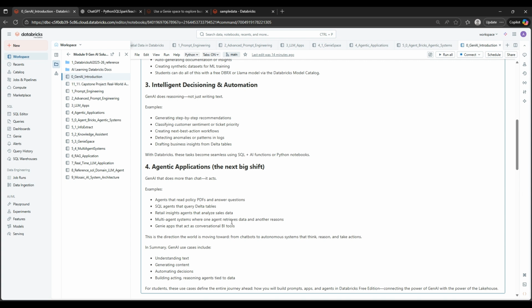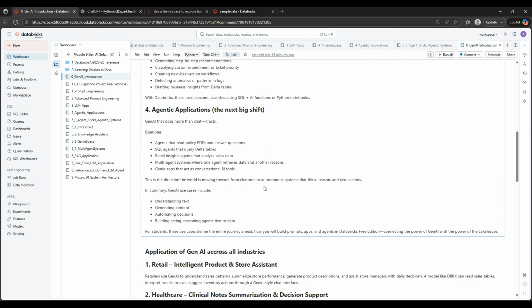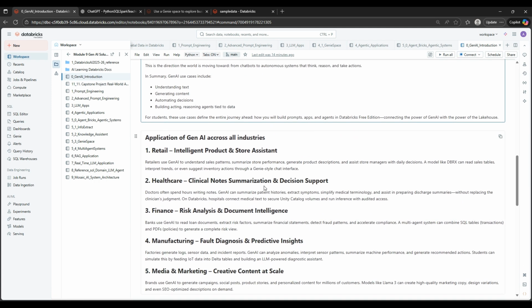So generative AI also, instead of just giving an answer, or just some smaller creation, it started acting, and those are called agentic systems. The year 2025 is considered to be the year of agents. And all these things are possible on Databricks.